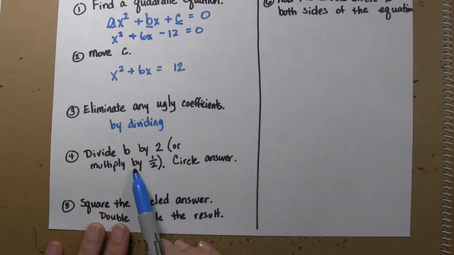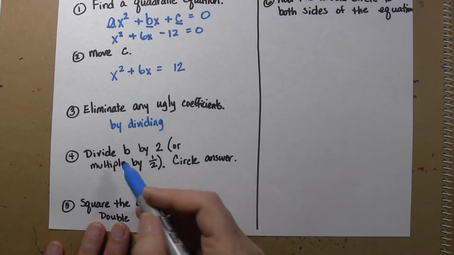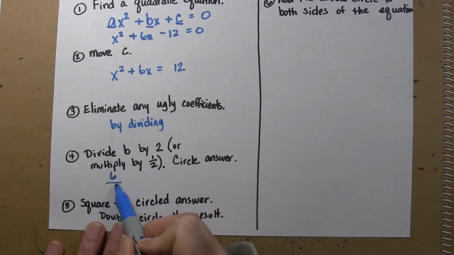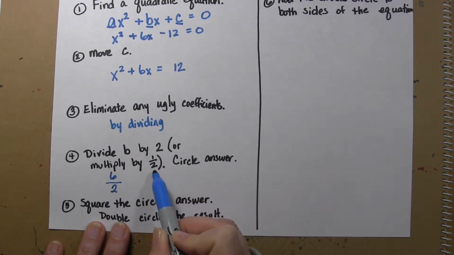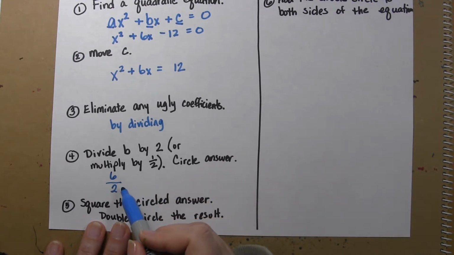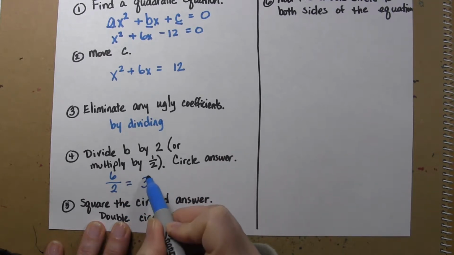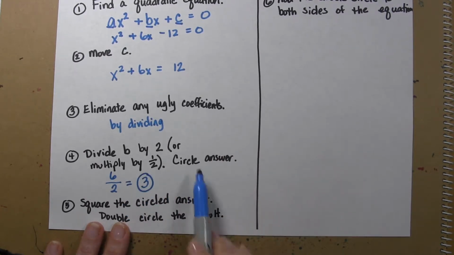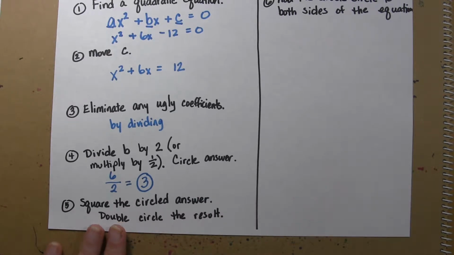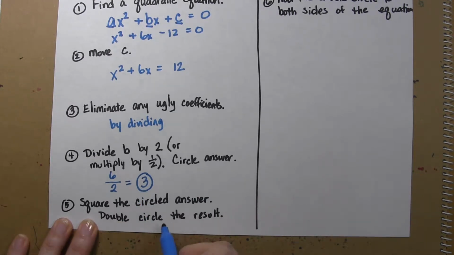Then we are going to take b, which in this case is 6, and we are going to divide it by 2, or if you prefer, think of it as multiplying it by 1/2. So we get a 3 as an answer, and we're going to circle that answer. Then we're going to square the circled answer. So 3 squared equals 9, and we're going to double circle the result.